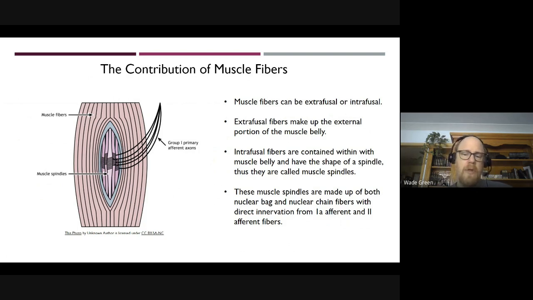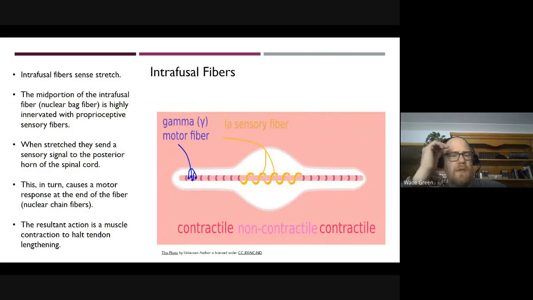Okay, so we'll talk about nuclear bag and nuclear chain fibers in a second, and kind of how they're innervated and what their jobs are. Okay, all right. So here's the deal. Let's get a little bit more detailed on intrafusal fibers.